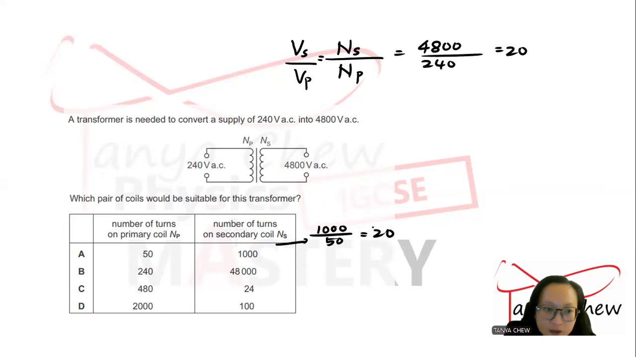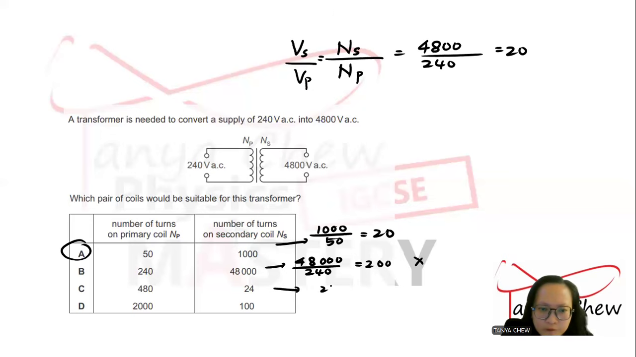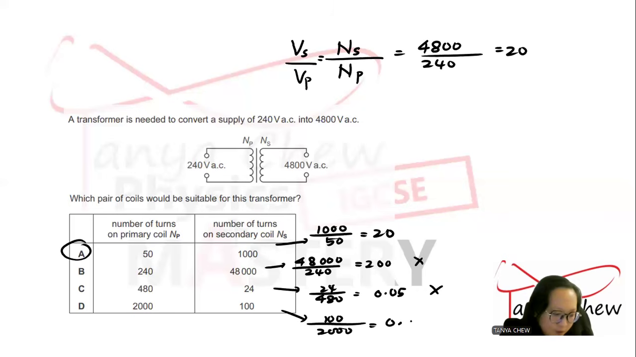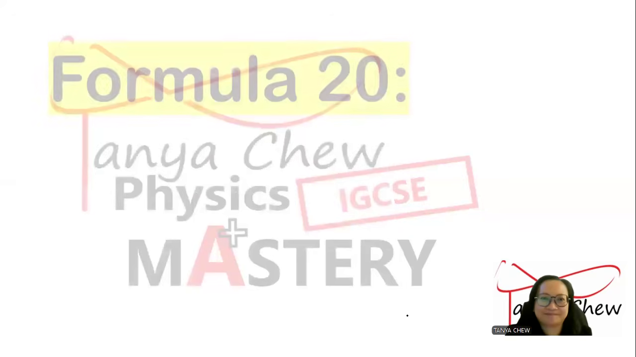I get exact 20. Answer should be A, but I just want to make sure that this is not the answer. 48,000 divided by 240, I get 200. B is wrong. 24 divided by 480, I get 0.05. This is also wrong. 100 divided by 2000, I get 0.05. This is also wrong. So the answer is A.